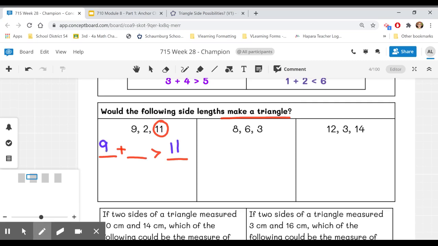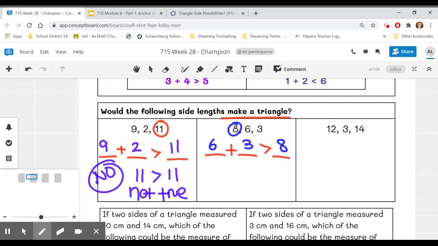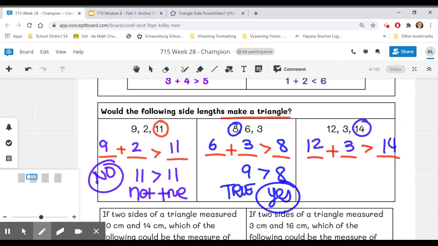So I'm going to input 11 here, and I'm going to add 9 and 2 together to get 11. 11 greater than 11 is not true. So this does not make a triangle. So no. Let's do it for the next one. I set up my template, I identify my longest side, and then I add the two smaller sides, and I get 9 is greater than 8, which is true. So yes, this makes a triangle. Last one, identify your longest side as 14, add 12 and 3 together, that's 15, and that is just greater than 14. So yes, this does make a triangle.